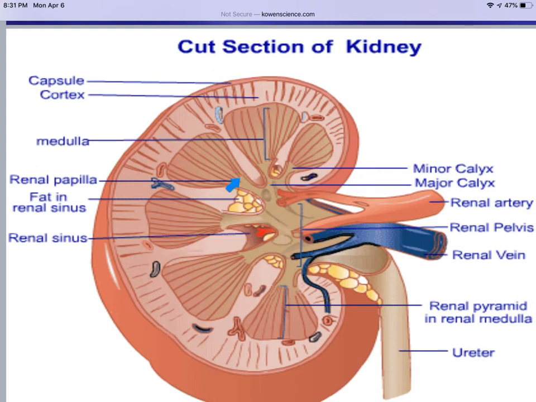Right here is the minor calyx. Our minor calyx empties into a major calyx. The major calyces empty into the renal pelvis. The renal pelvis is the area where the urine can flow down into the ureter. We have the renal arteries, we have the renal veins.